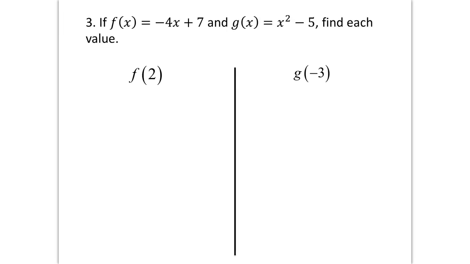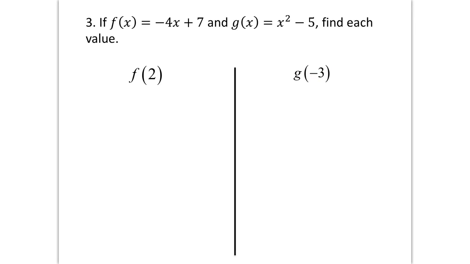So now what I want to do is actually to evaluate a function for a specific input. So you guys have to understand what the problem means here. If you read the problem, it says if f of x, so that's a function, f of x equals -4x plus 7, and g of x, this is a second function. It has a different name. G of x equals x squared minus 5. We want to find each value. We want to evaluate f of 2, and we want to evaluate g of -3.